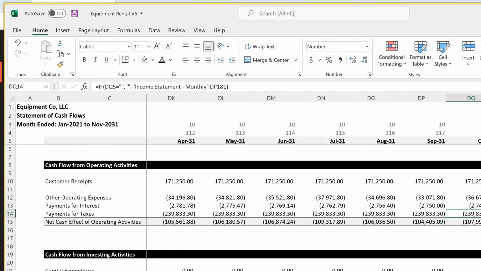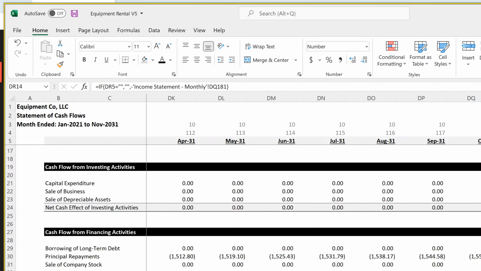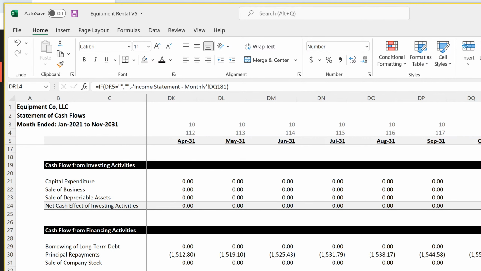Even though we know all these taxes hit in this final period, we're amortizing them out, so this is why this is negative, but it's not an issue. The net change in cash. All right.